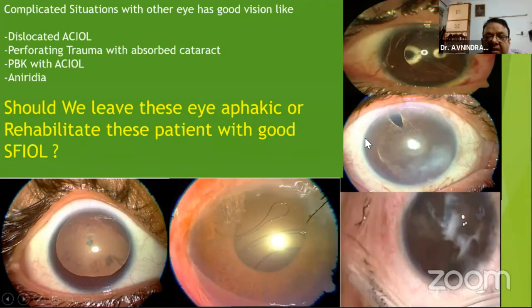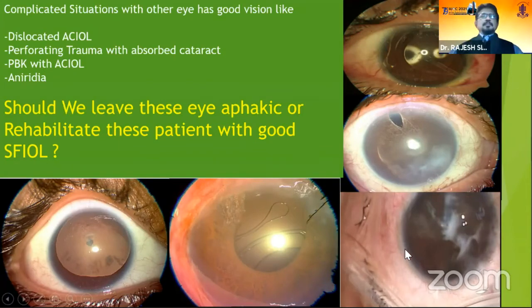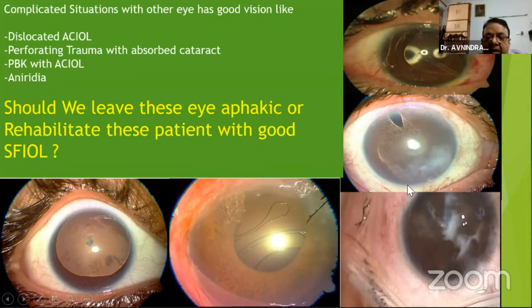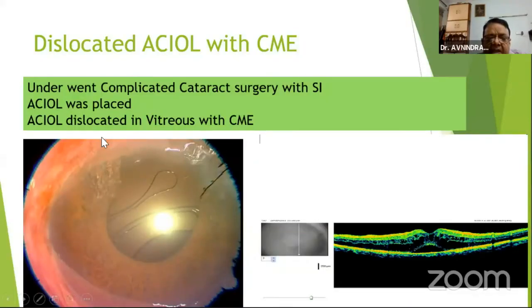So if you have situations like this: an ACIOL or a dislocated IOL in the vitreous cavity, a corneal scar with an absorbed cataract, pseudophakic bullous keratopathy with an ACIOL, or aniridia. The main problem is, should we leave this eye aphakic or rehabilitate this patient with a good SFIOL, because in most of these patients the other eye is good. And if you don't implant an IOL in these patients, then the eye will not be functional. This is one of the patients who underwent complicated cataract surgery with sector iridectomy.